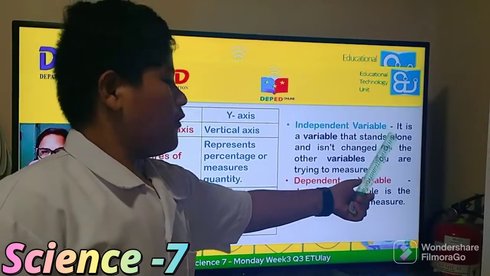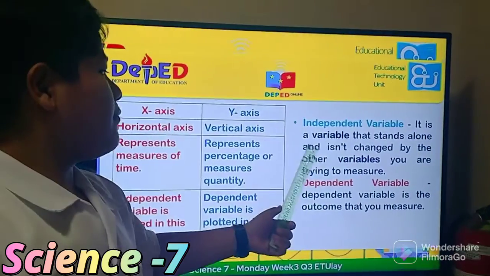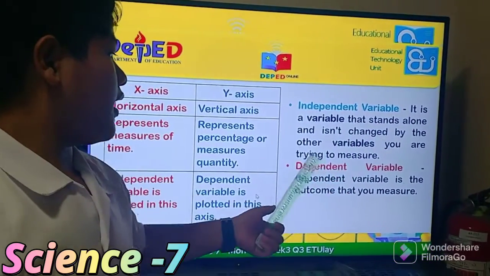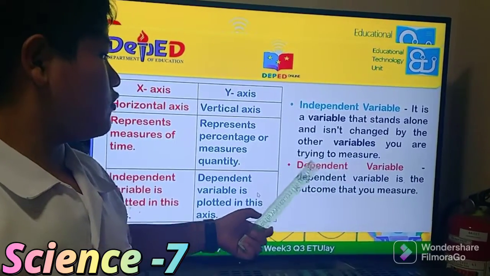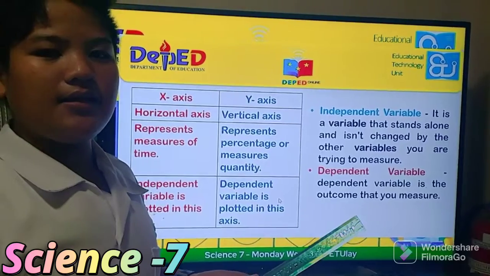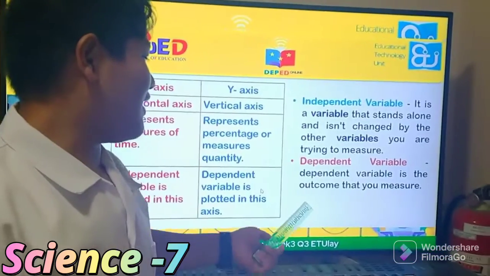Independent variable. What is independent variable? It is a variable that stands alone and isn't changed by the other variables you are trying to measure. Dependent variable. What is dependent variable? Dependent variable is the outcome that you measure.